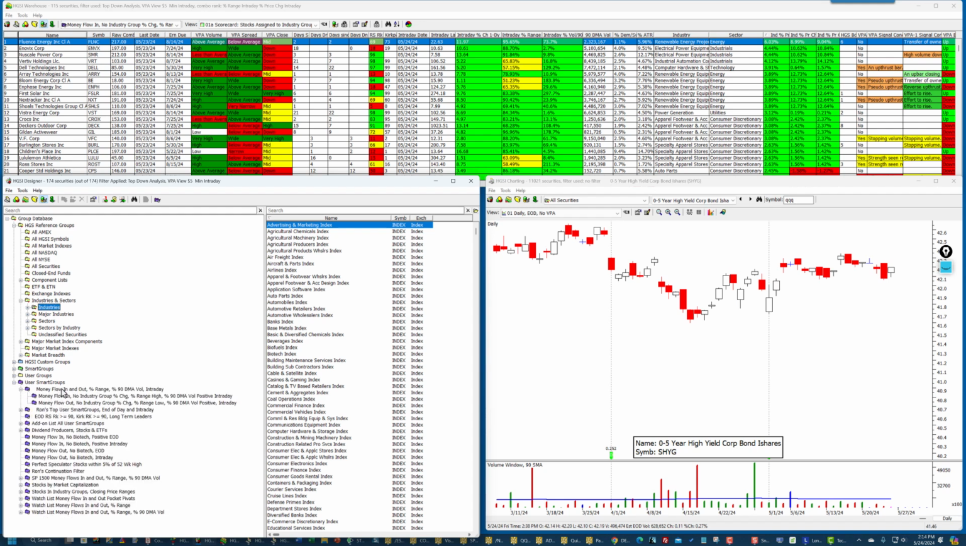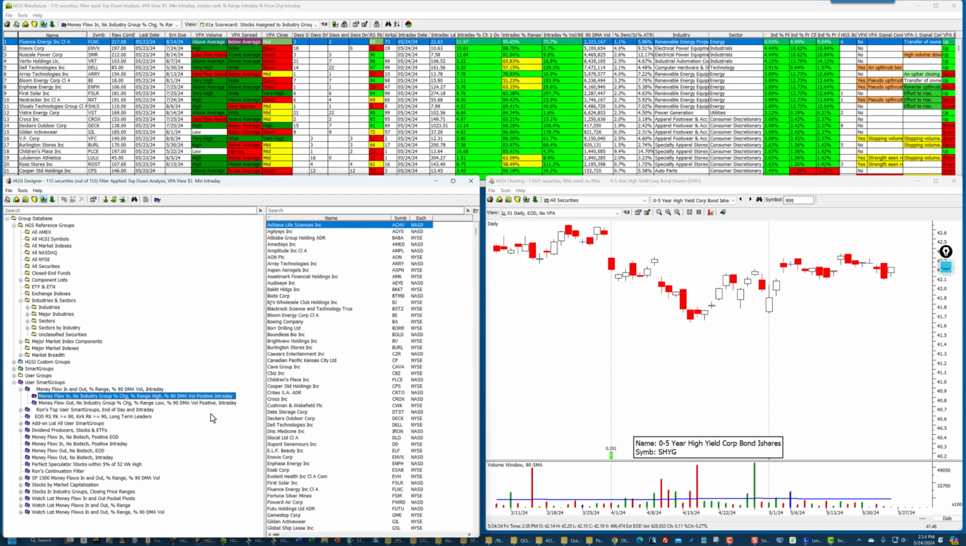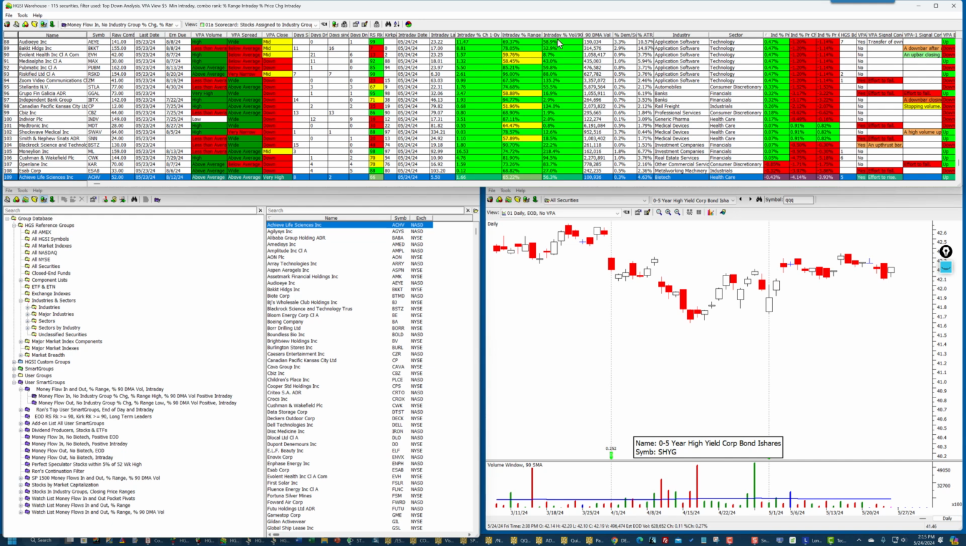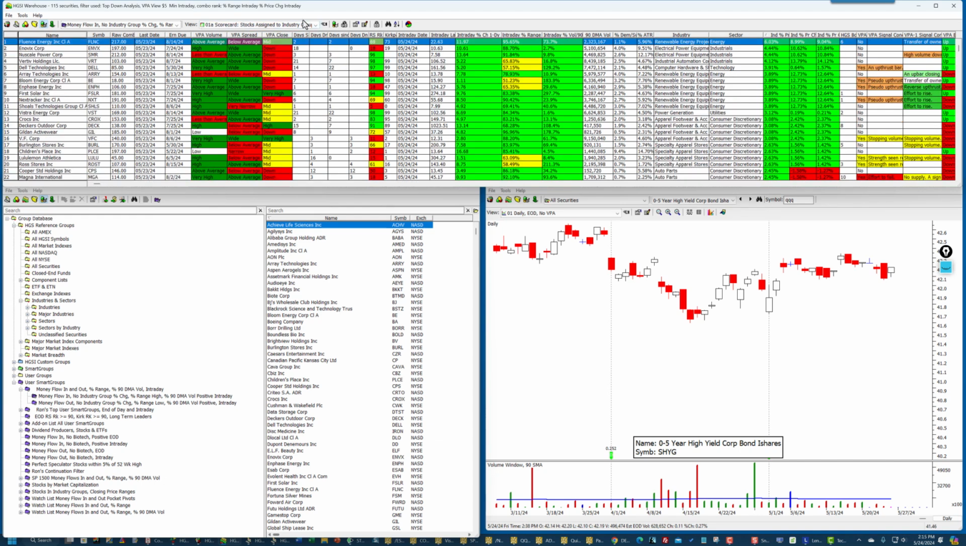I've got a folder on top called Money Flow In and Out. I'm going to click on the positive intraday. These stocks have to be trading at least 50% of the daily range, and also projected volume has to be above the 90-day moving average. I'm going to sort on the industry. It's already sorted on industry. You can see there's 115 stocks that pass this criteria intraday.